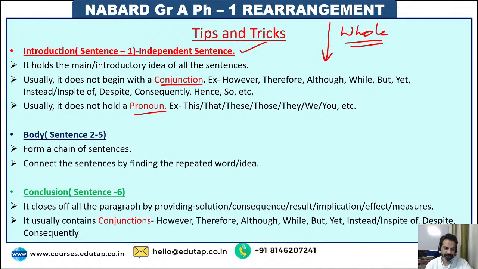And guys, then the last sentence, again obviously, is the conclusion. These are not just random sentences. This is a complete paragraph which has been broken down into separate sentences, right? So obviously it would definitely have a conclusion which may hold a solution or a way forward, something like that. And it would probably have conjunctions in it because that's the last sentence. It usually has pronouns and conjunctions in it, right?